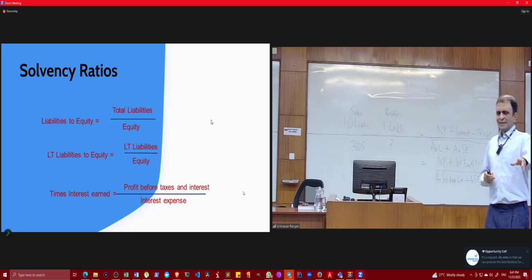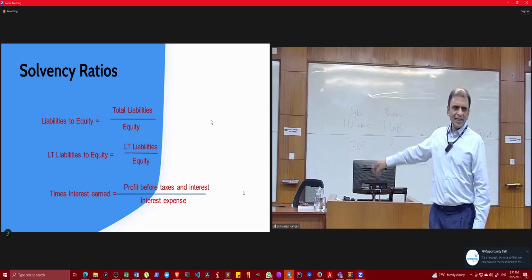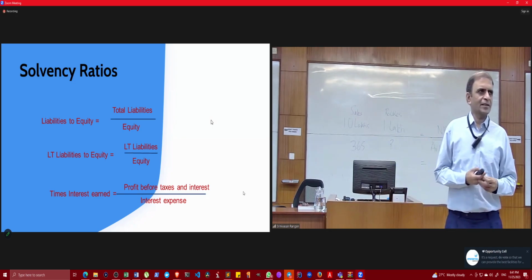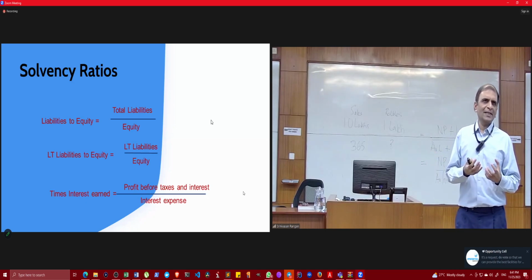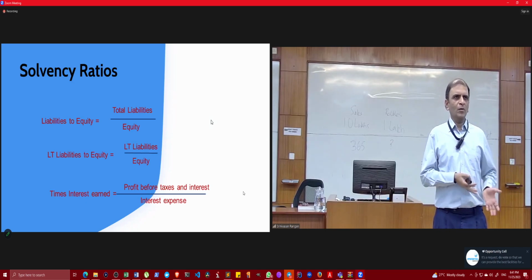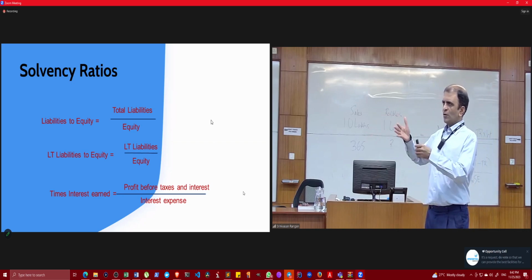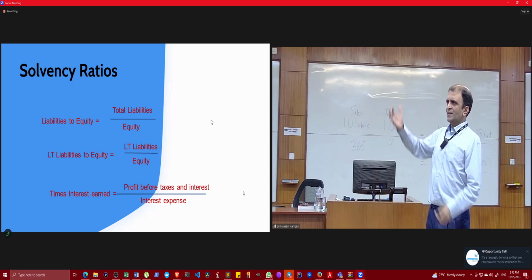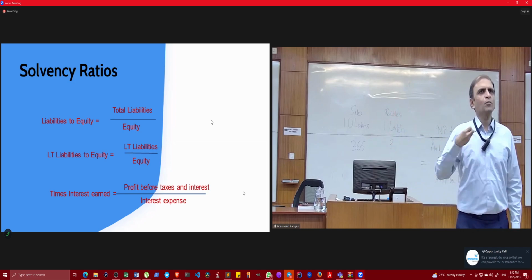Okay. The last thing is what we call interest coverage. Here I use the word times interest earned. In the textbook, it's called interest coverage. It's essentially saying how much profit is there to cover your interest. So the denominator is interest, the numerator is profit before interest. So you're taking your profit, adding back the interest expense and getting a certain amount. So it's like your flow, how much profit you have to pay the interest.